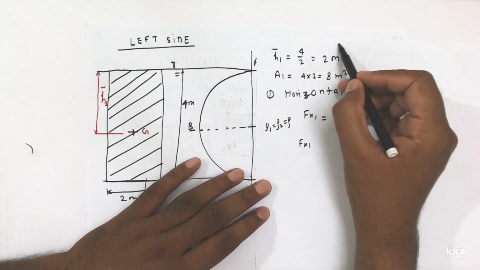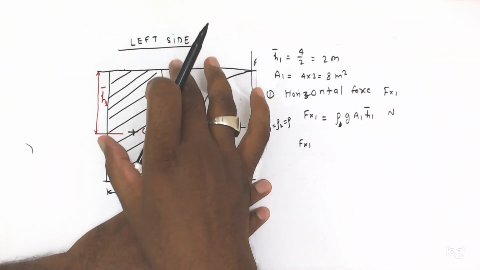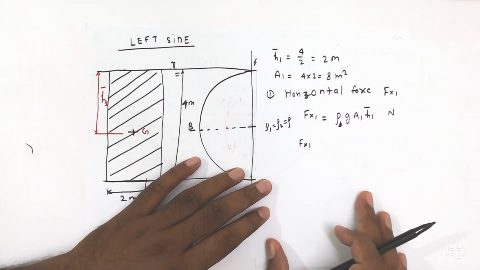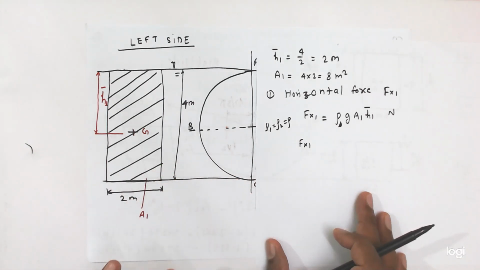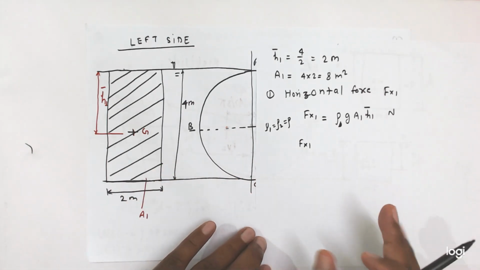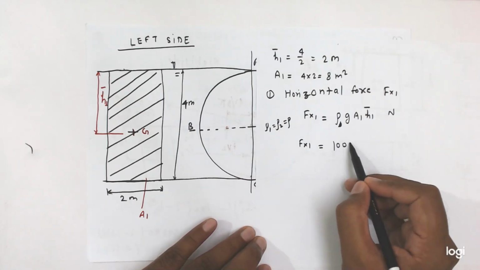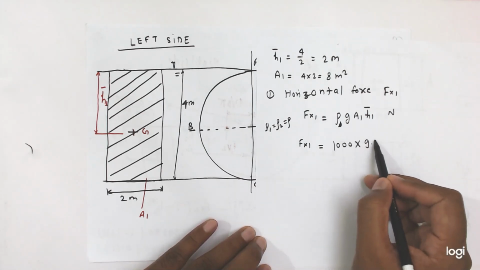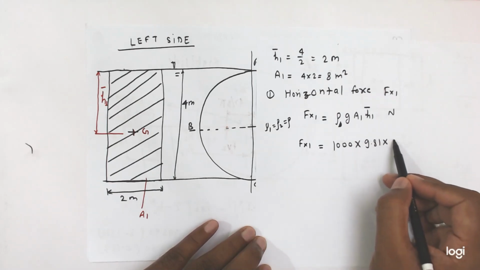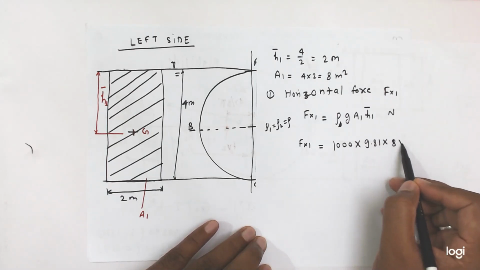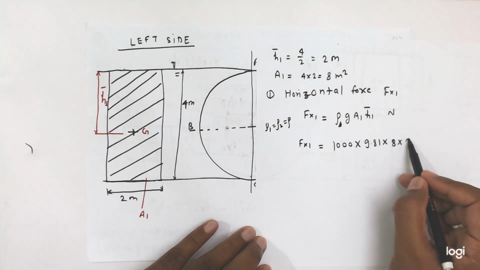Friends, what we are considering, only left side we are considering. We are talking about only left side. So all the calculation I am doing for the left side only. Okay, friends. This is the Fx1. So density of water is equal to what? Density of water is equal to 1000 into 9.81 into A area is equal to 8 meter square into H1 bar is equal to 2.